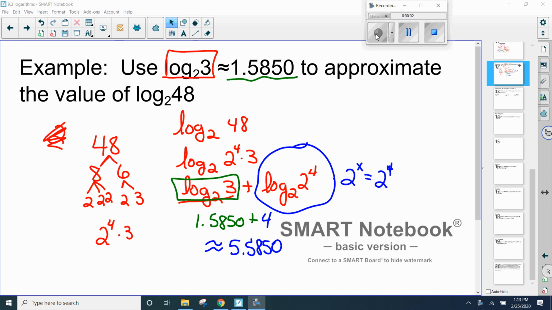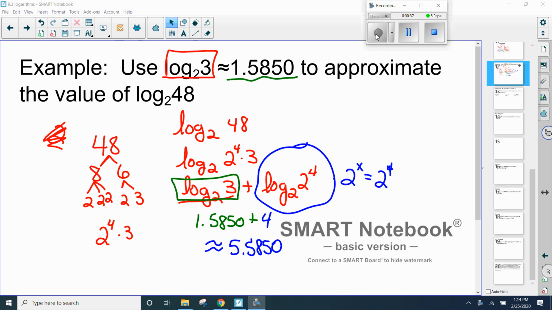So yesterday you had the example, because we could not use the calculators, and we said use log base 2 of 3, that is approximately 1.5850, to approximate the value of log base 2 of 48. So we tried to get 48 so we could get log base 2 of 3 out of it. We said if we can get to 6 times 8, 6 was the same thing as 3. So 3 was a factor, and we could say log base 2 of 2 to the 4th times 3.